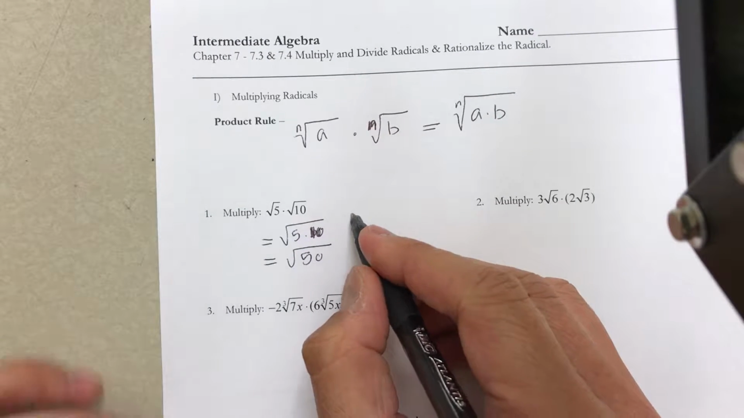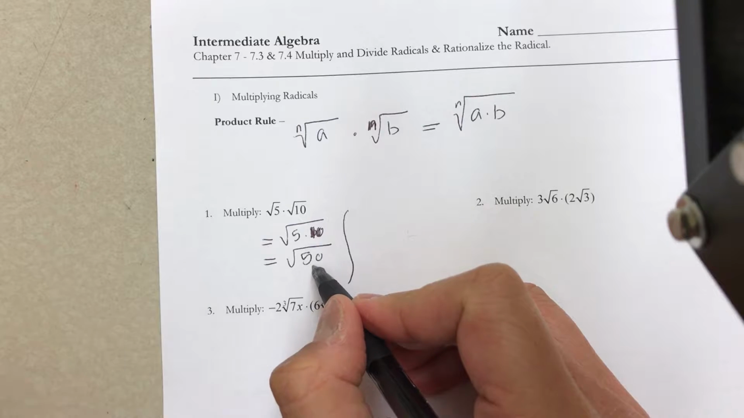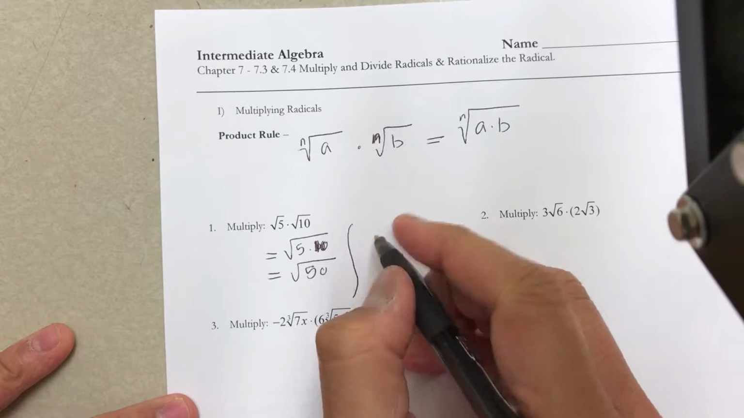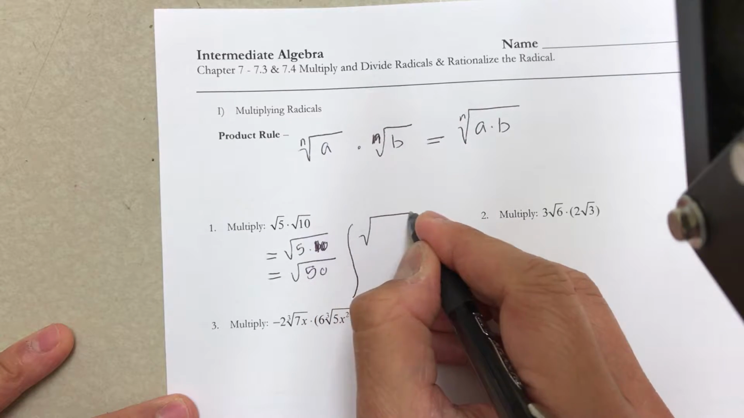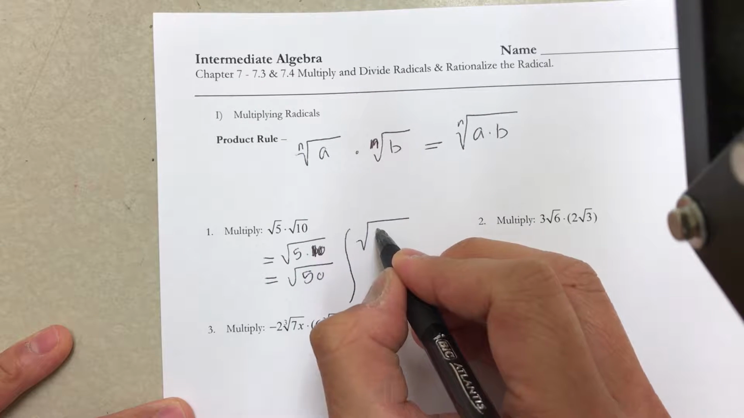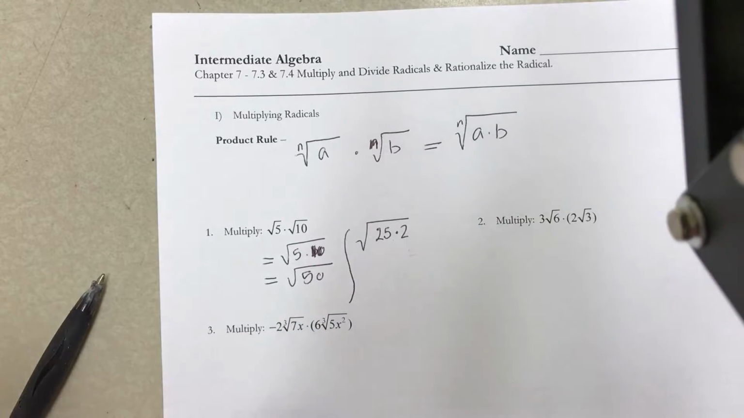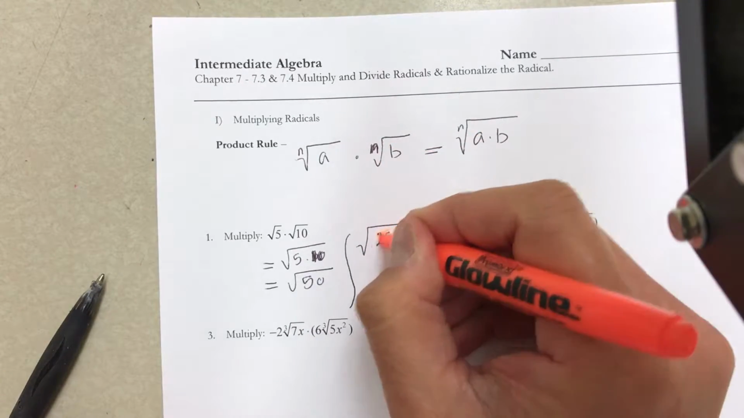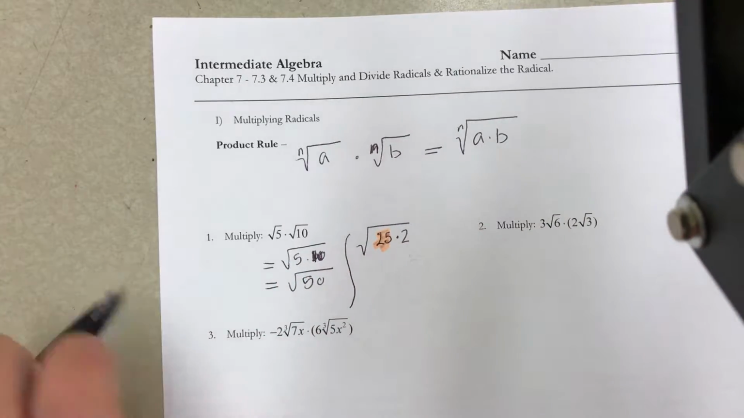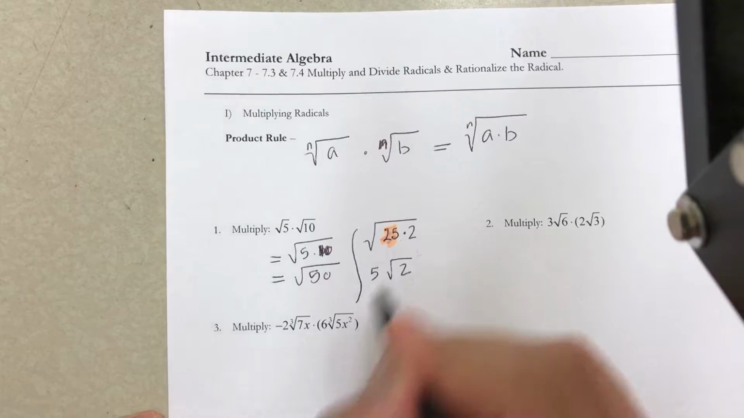And then from here, we can now remove any number that's a perfect square from 50. So what we do is we factor 50, and 50 can be written as 25 times 2. And because 25 is a perfect square, that becomes a 5 on the outside. So we go, that's 5, the square root of 2, and we're done.